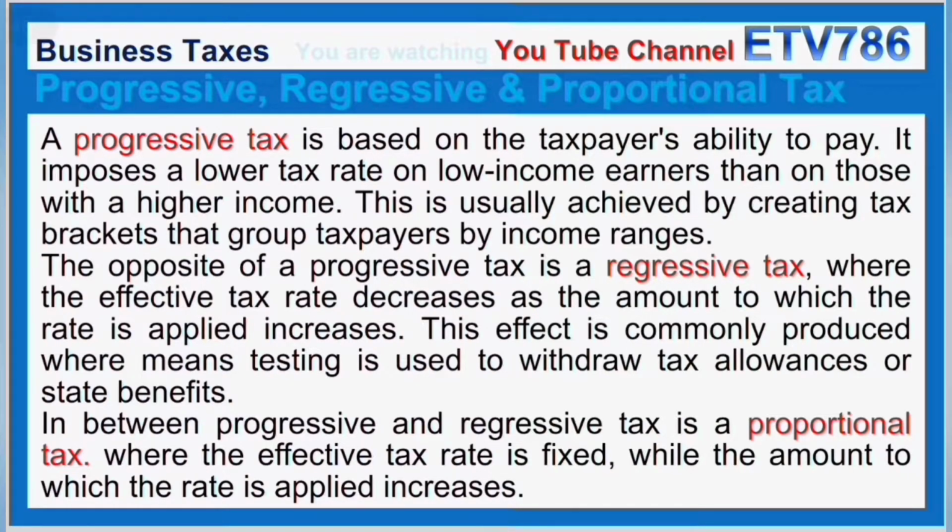The opposite of a progressive tax is a regressive tax, where the effective tax rate decreases as the amount to which the rate is applied increases. This effect is commonly produced where means testing is used to withdraw tax allowances or state benefits. In between progressive and regressive tax is a proportional tax, where the effective tax rate is fixed while the amount to which the rate is applied increases.